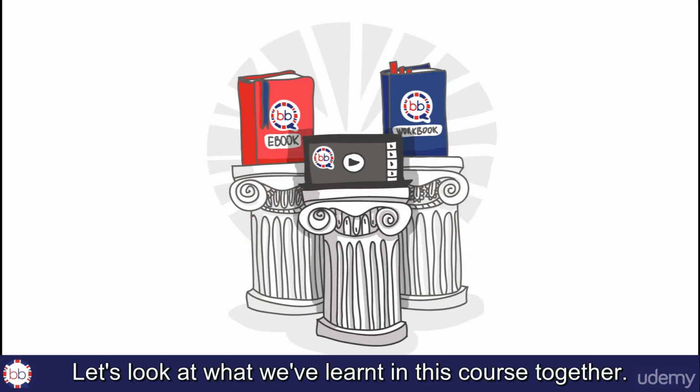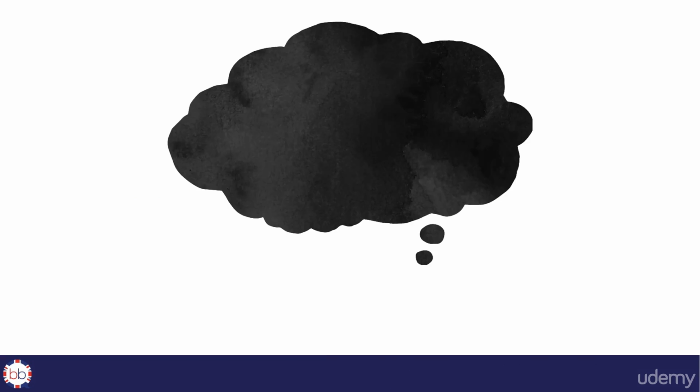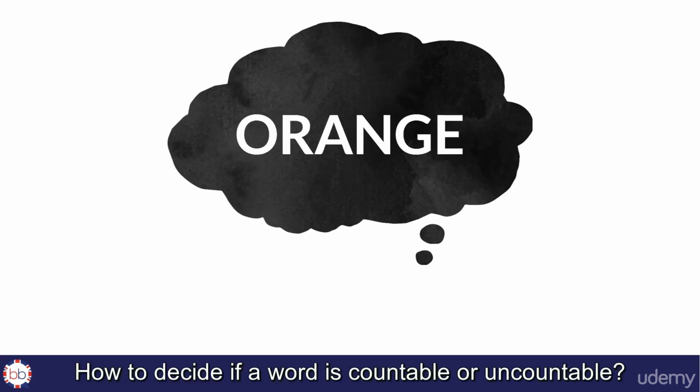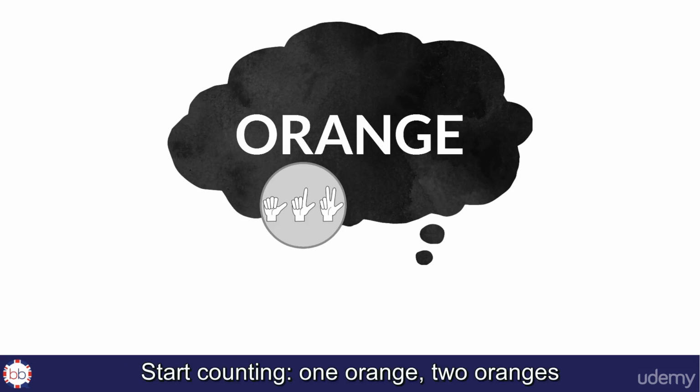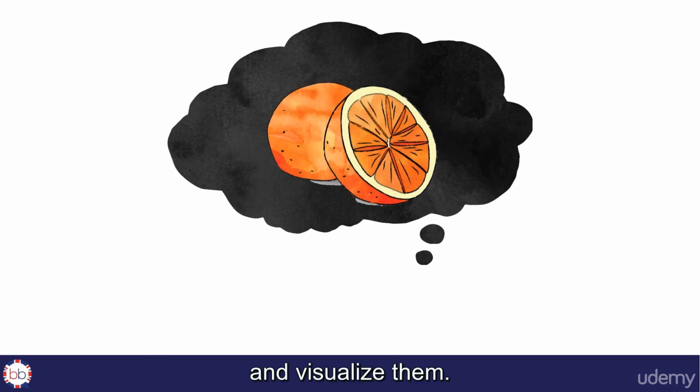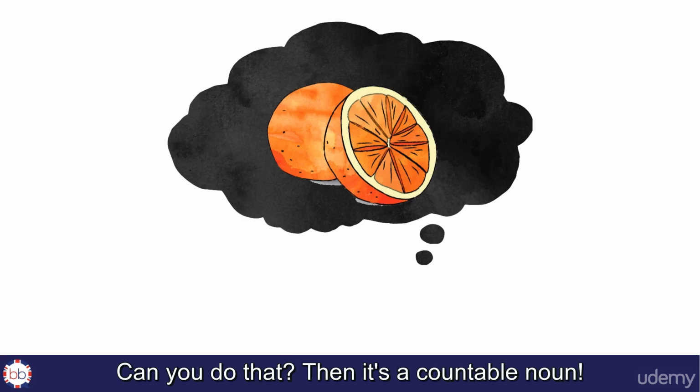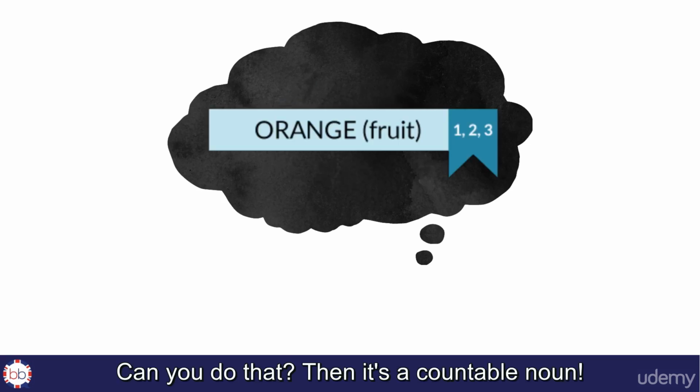Let's look at what we have learned in this course together. How to decide if a word is countable or uncountable. Start counting: 1 orange, 2 oranges, and visualize them. Can you do that? Then it's a countable noun.